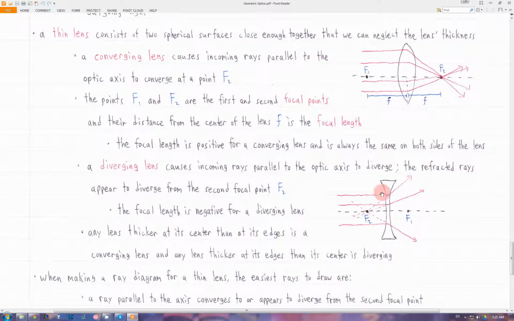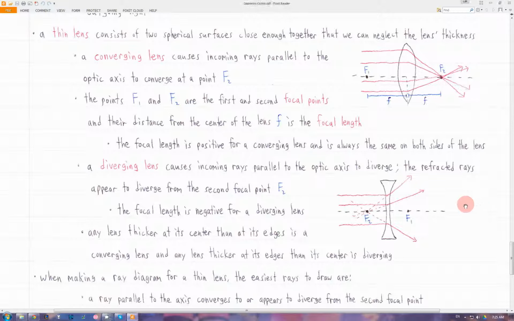And again, this is sometimes called a concave lens, but that's confusing because a concave mirror causes light to converge, not diverge. And so you can tell if a lens is converging or diverging by looking at its thickness at its center compared to its edges. So if a lens is thicker at its center than its edges, it's a converging lens, and if the edges are thicker than the center, it's going to be a diverging lens.